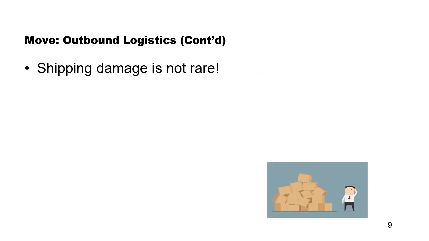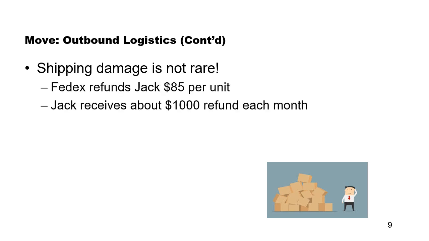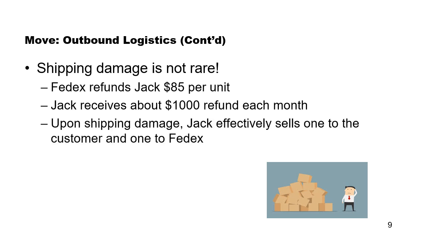Shipping damage is now rare. FedEx refunds Jack $85 per unit if damaged. Jack receives about $1,000 refund each month. Given that products are sold at about $100 per unit, Jack actually likes shipping damage because upon shipping damage, Jack effectively sells one product to the customer and one to FedEx.